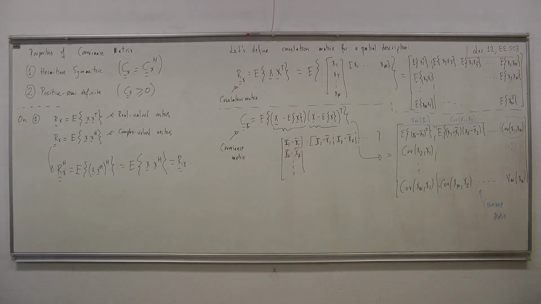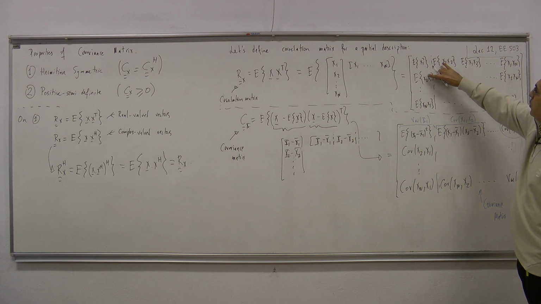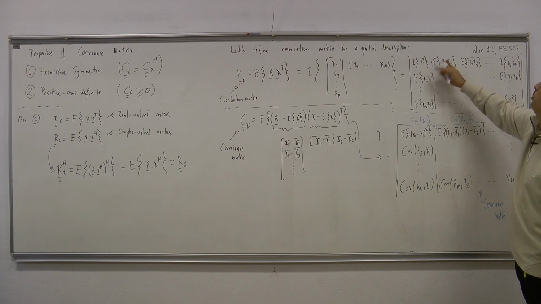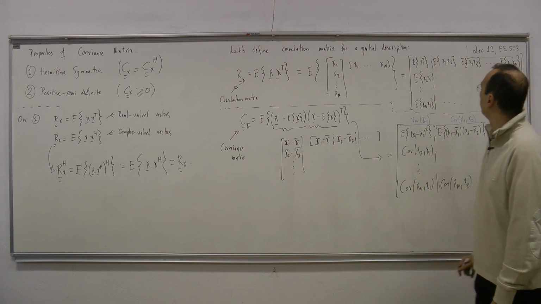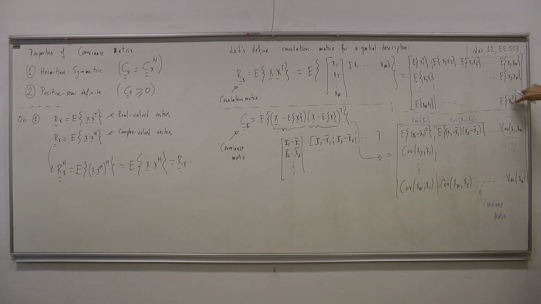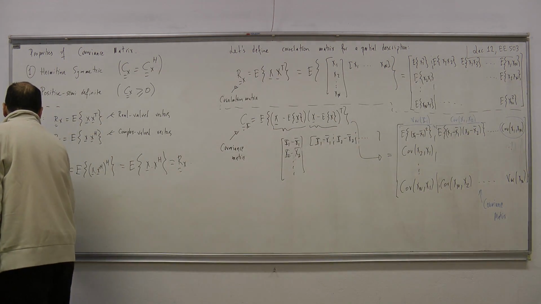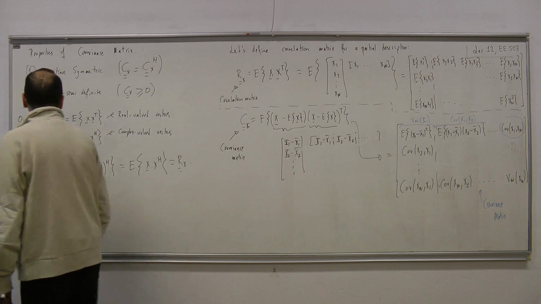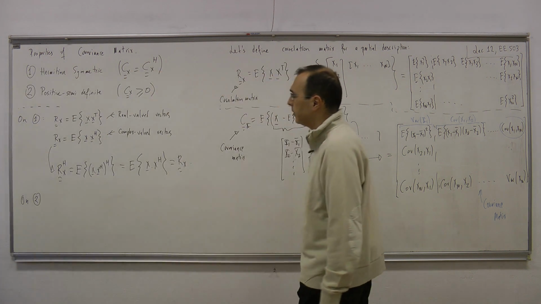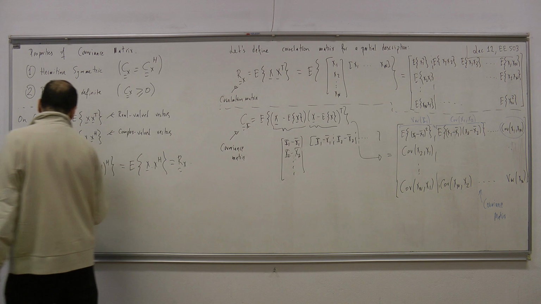So what does that mean? These two entries, in general, if they are complex valued, 1, 2 and 2, 1, are complex conjugates of each other. And on the diagonal, no surprises, they are real valued because on the diagonal I have variances, and they are always real valued. Okay, so how about this second one? Number 2, positive semi-definite. Well, let's apply the definition.